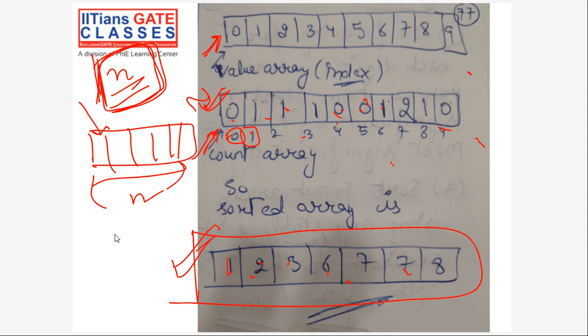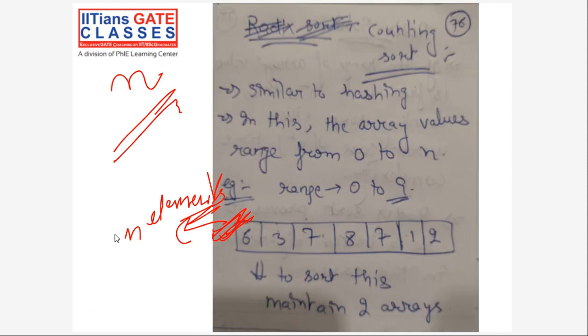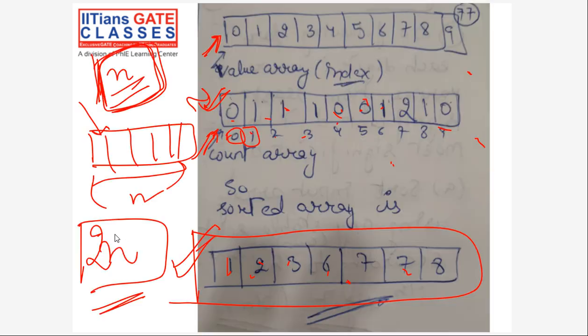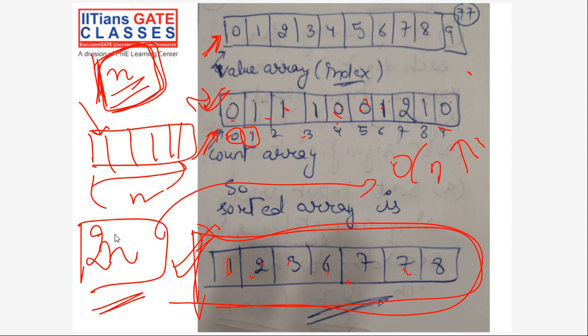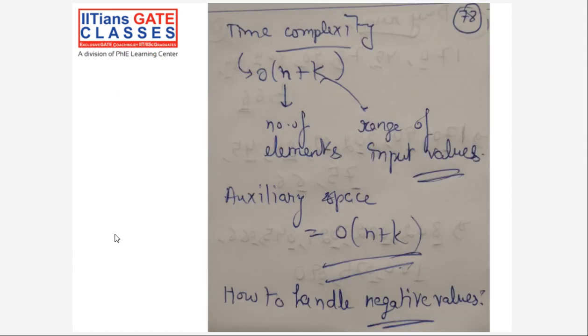So if you see, you are basically taking 2n time. The first n is when you scan your input to create the count array. The second n is when you scan your count array to write the sorted output. So this is actually an order n time complexity algorithm. I hope this point is clear to everyone.